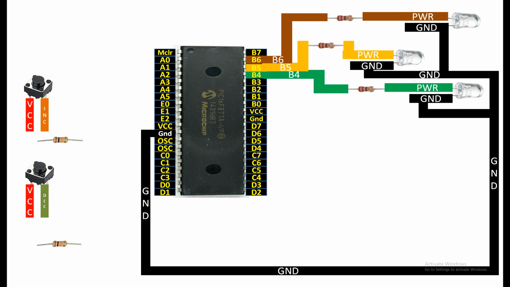Now guys, for the top button, let's start doing the wiring. You will connect the increment pin to one end of the 10 kilo ohm resistor like this. Then from the same increment pin, you will take your output out.